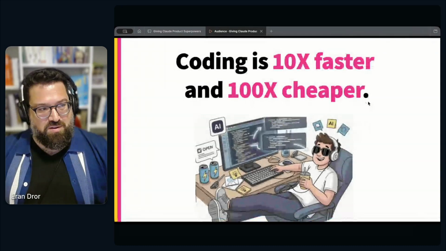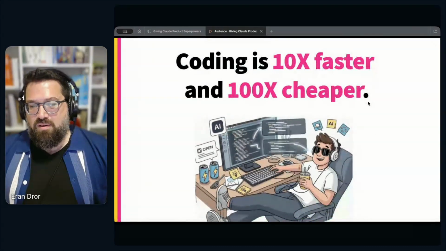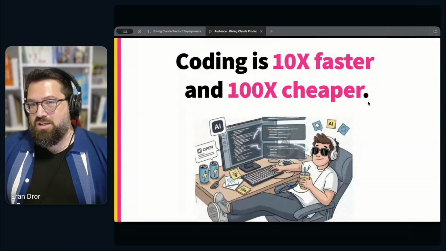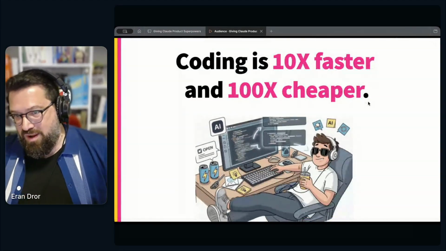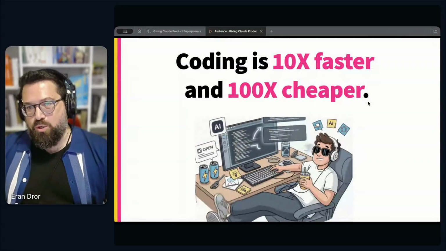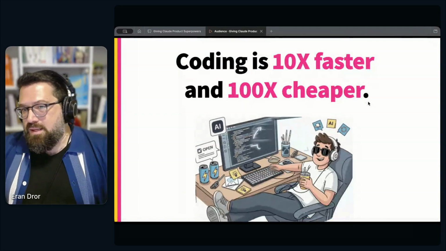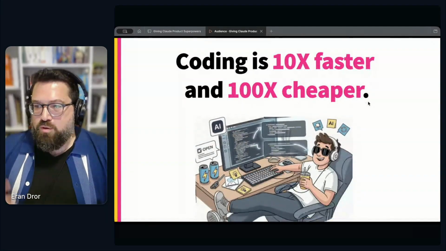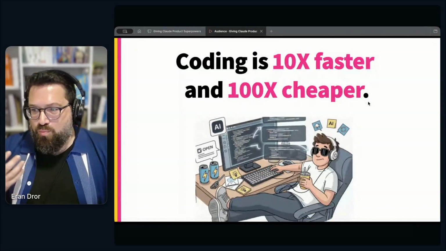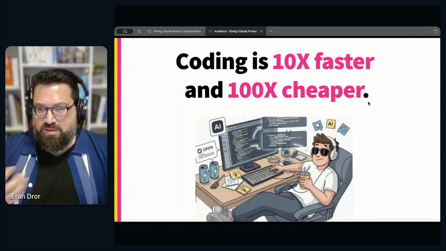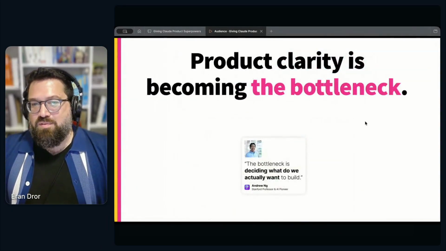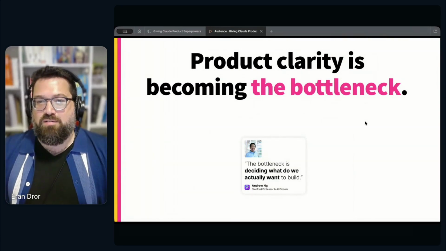Product is changing. A certain fundamental fact about technology changed. Coding is now at least 10 times faster. If you look at just the coding part, it's way, way, way faster, more than 10 times. And it's at least 100 times cheaper. Now that changes some core assumptions in how product teams and how startups and tech companies are built. The main thing that's relevant here is that product clarity is really becoming the bottleneck.